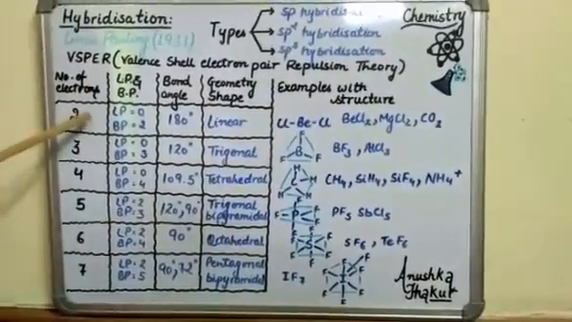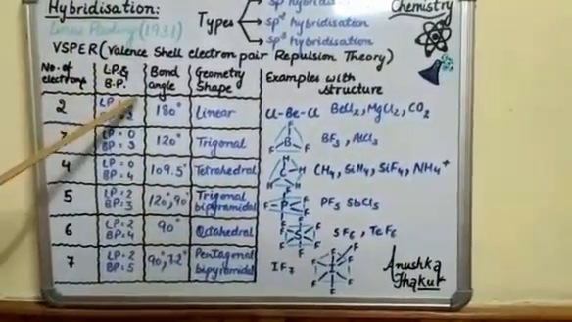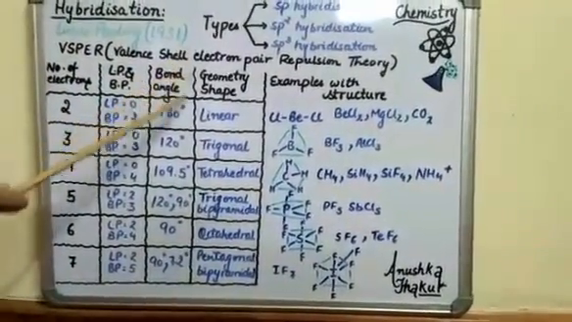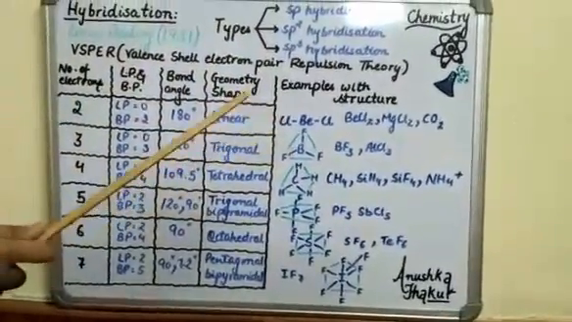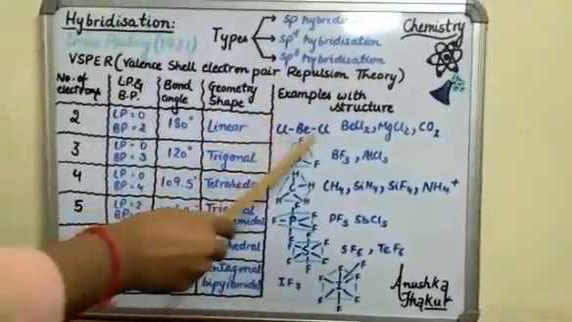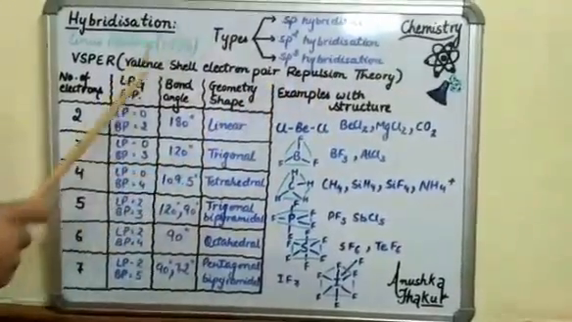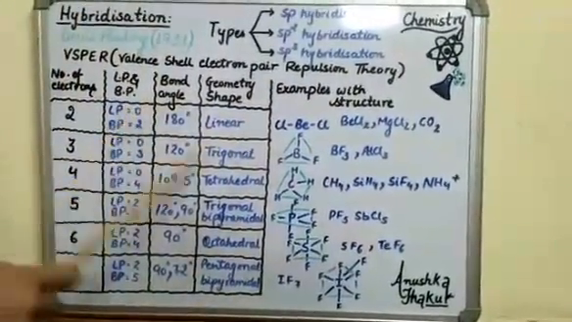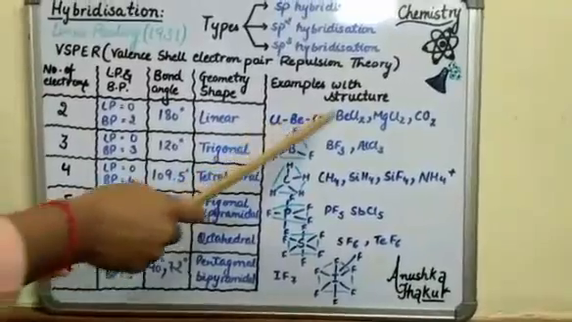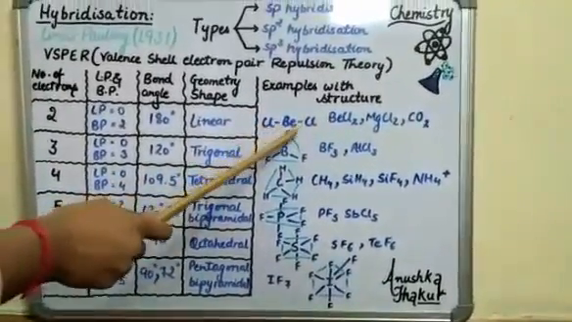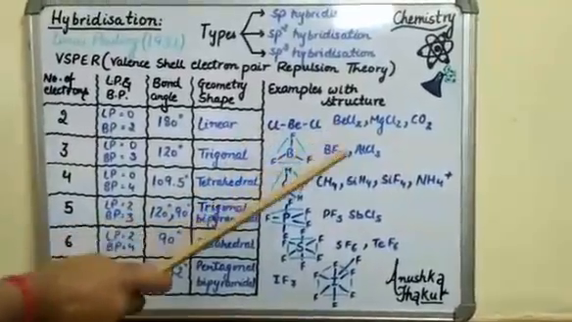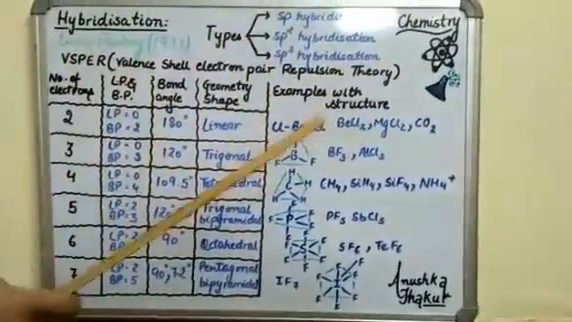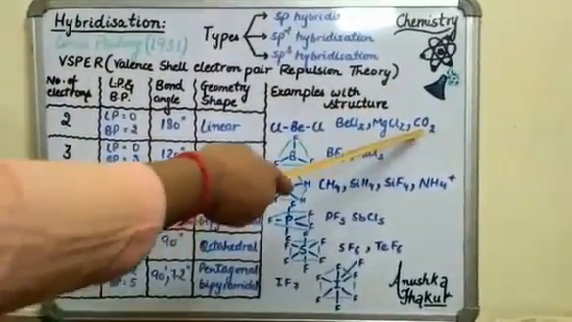Number of electrons 2: lone pair 0, bond pair 2. Bond angle is 180 degrees. Geometry and shape are both the same: linear. Linear means it is in a line. In this the lone pair is nowhere and the bond pair is 2. For example BeCl2, with Be in the middle and 2 Cl. The other examples are MgCl2 and CO2.